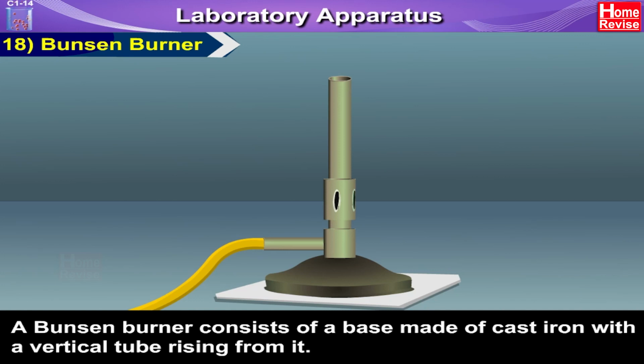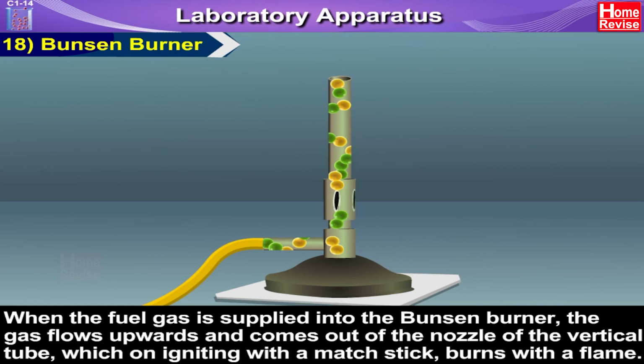18. Bunsen burner. A Bunsen burner consists of a base made of cast iron with a vertical tube rising from it. When the fuel gas is supplied into the Bunsen burner, the gas flows upwards and comes out of the nozzle of the vertical tube, which on igniting with a matchstick, burns with a flame.